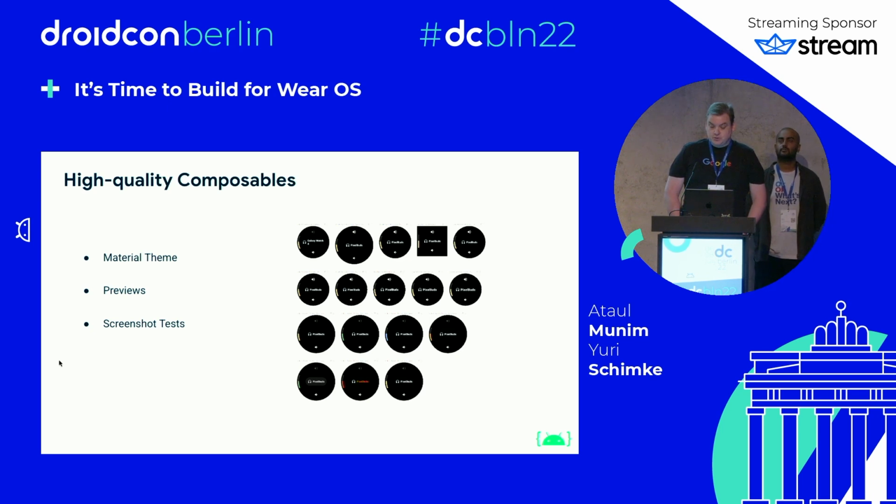Make your composables themable, even if you only have a single theme. Use the semantic material colors such as primary, secondary, on background, instead of hard-coded constants. These let you update your UI in a single place when you have a design refresh.